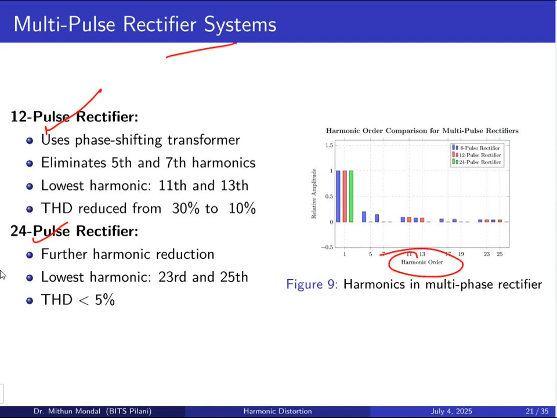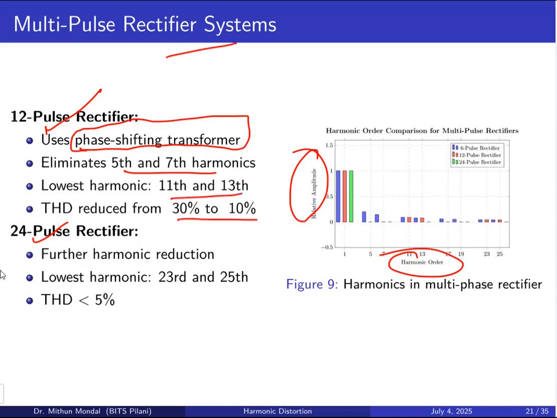For the multi-phase rectifier system, whether it is a 12 pulse or 24 pulse rectifier, here you can see the harmonic order with the relative amplitude. We are basically using the phase shifting transformer to eliminate these harmonics, whether it is the fifth or seventh harmonic, because the odd harmonics are the ones generally present in the system due to the power electronic equipment, which is non-linear in nature. Lowest harmonics will be 11 and 13, and the THD will be reduced from 30% to 10% in a 12 pulse rectifier. If you use a 24 pulse rectifier, further harmonic reduction is possible, with the lowest harmonics being the 23rd and 25th. THD can be brought down to less than 5%.